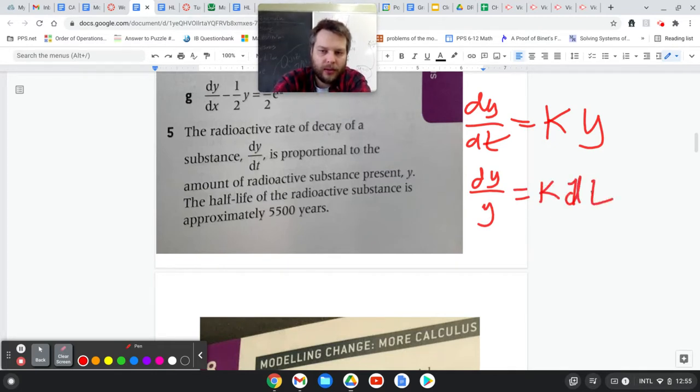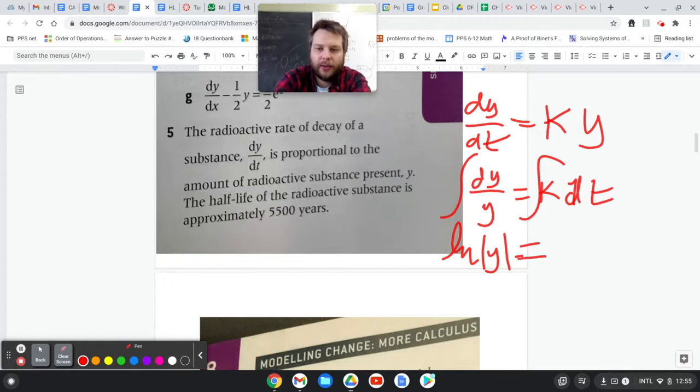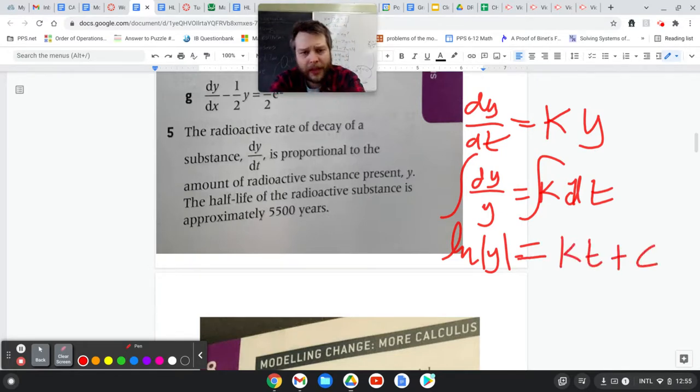So dy over y equals k dt. Integrate both sides. Natural log of y, absolute value of y, equals kt plus c. Because the letter y is defined as the amount of substance present, we can drop the absolute value bars. We're not going to have a negative amount of a substance.